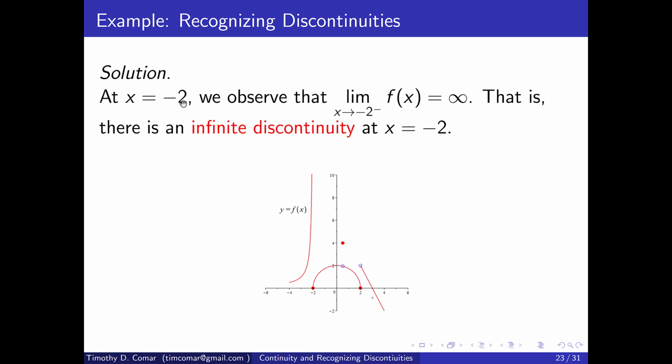So let's look at -2 first. We see at -2, the left-hand limit is going off to infinity over here. In other words, it's increasing without bound, and we have an infinite discontinuity there. And as we said before, whatever is happening on the right-hand side here, even though we actually have a finite function value and limit on the right-hand side over here, we still have an infinite discontinuity at -2.